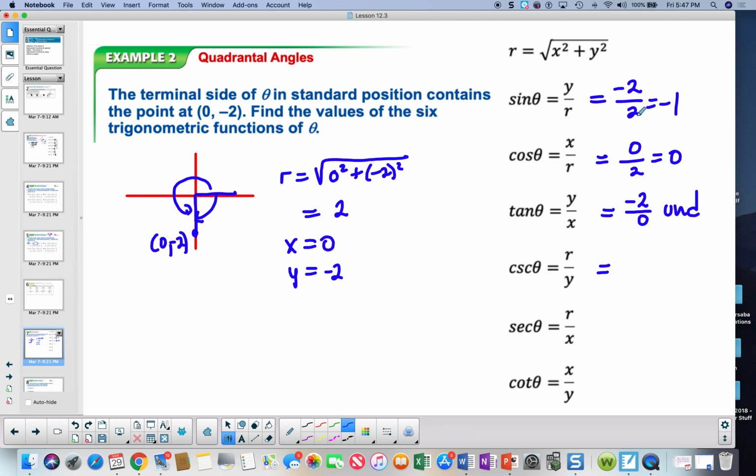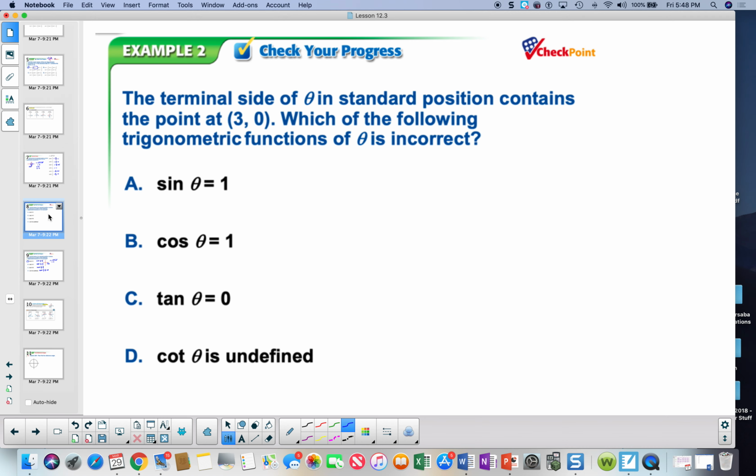And then this is going to be the reciprocal of this, which is negative 1. That's going to be the reciprocal of this, and if I turn this around, 2 over 0, I'm going to get undefined. And over here, I'm going to turn this around, and it's going to be 0 over negative 2, which is 0. So now I have found all 6 values. Go ahead and check your progress and see if you can find which one is incorrect.